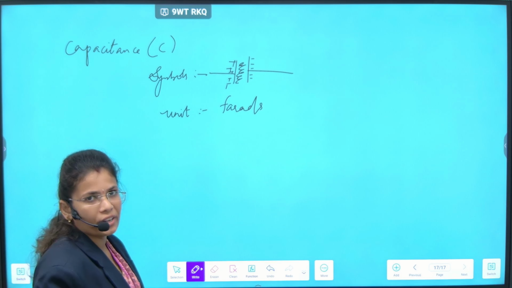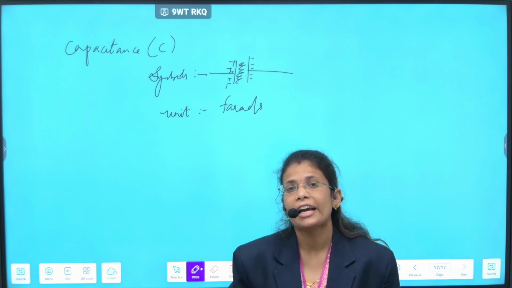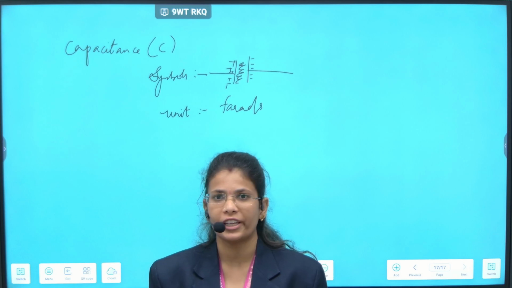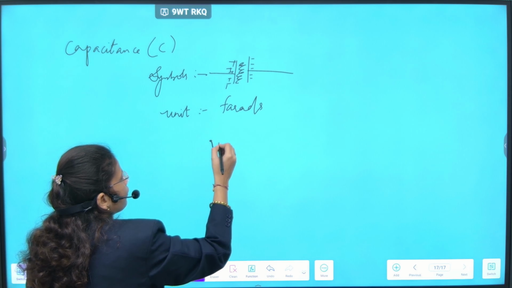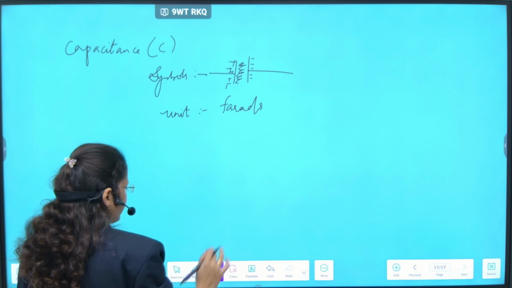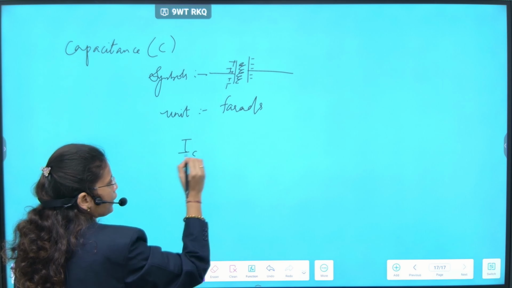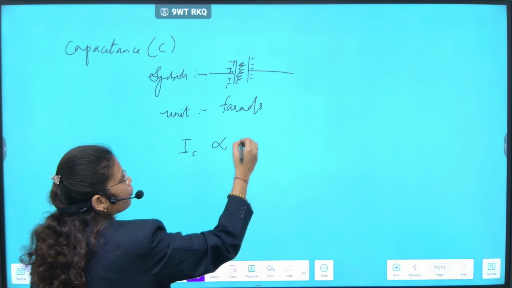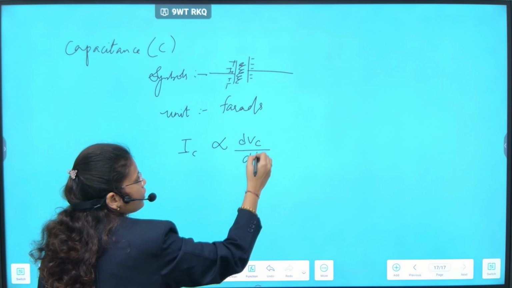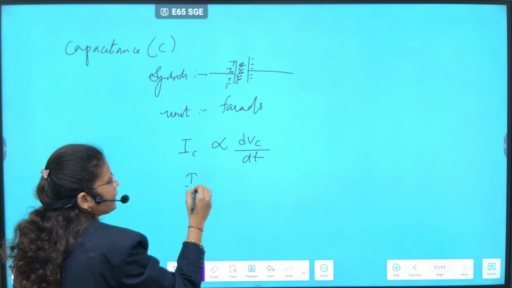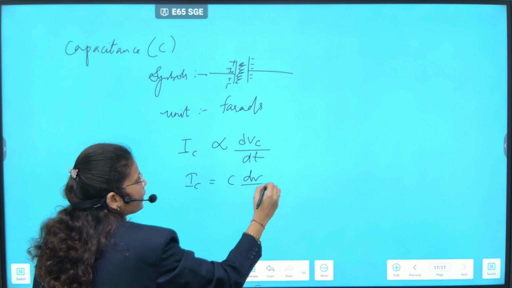Capacitor is a storage element. The property of the capacitor is to oppose the rate of change of voltage. The current flowing through the capacitor is directly proportional to dVc by dt, the rate of change of voltage across the capacitor, where IC is equal to C dVc by dt.